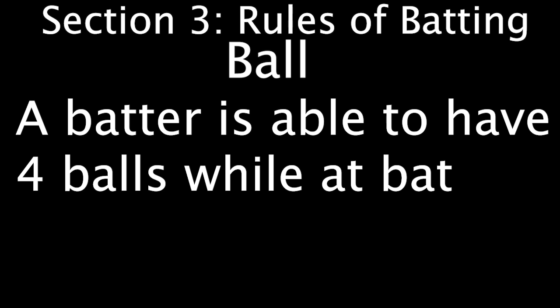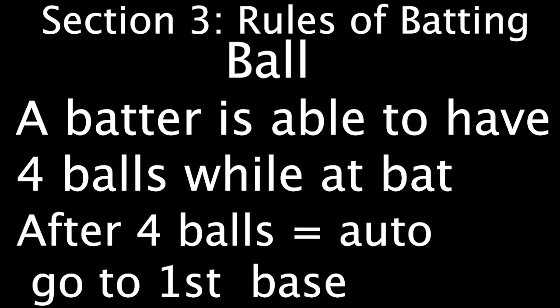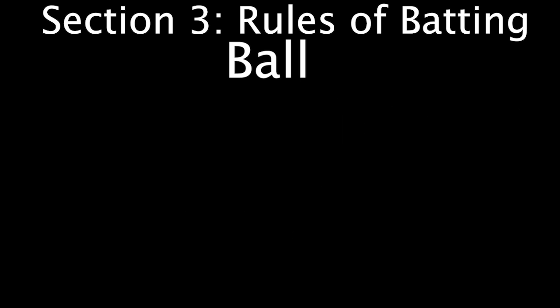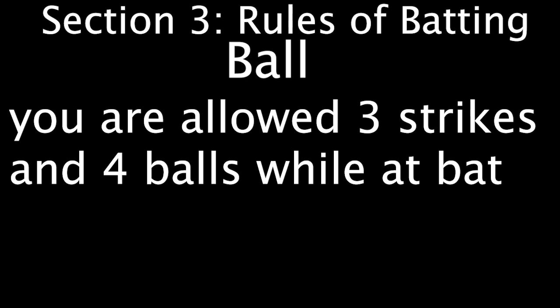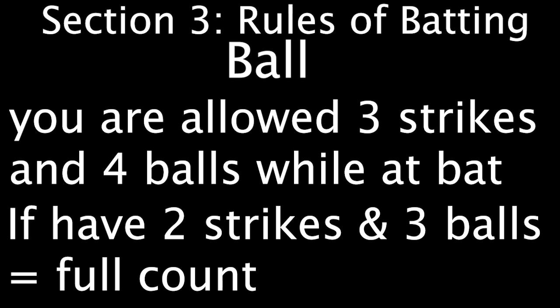Now, a batter is able to have 4 balls while they're up there. After your 4th one, the batter automatically goes to first base. Automatically, right? Now, here's what I want you to understand. Remember, you are allowed to have 3 strikes and you're allowed to have 4 balls while you're up at bat. If you see a scenario in which a batter has 2 strikes and also 3 balls, this is called full count, right? So when you hear people talk about full count, that means that 2 strikes were thrown and 3 balls were thrown. So this next pitch could determine, if this is going to be another ball, then the batter gets to go to first base.